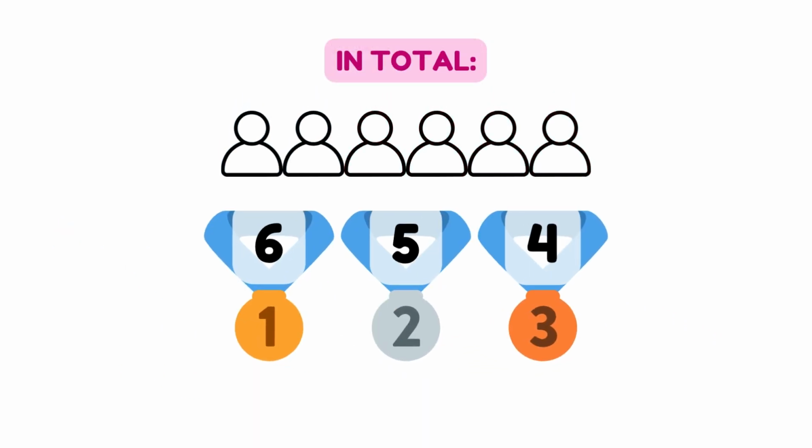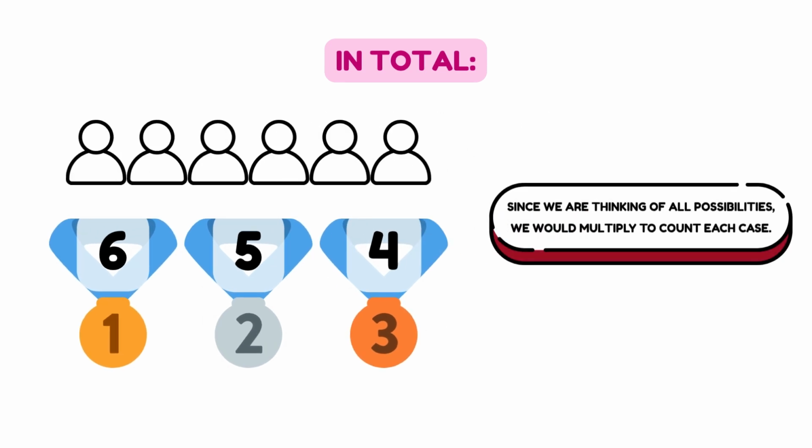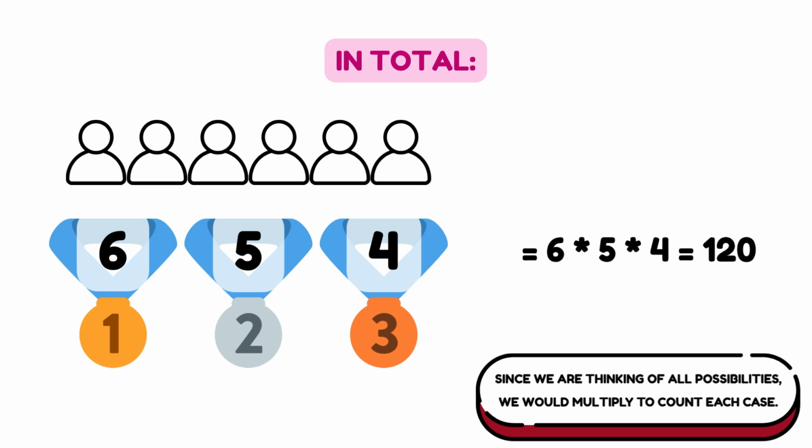At the end, our numbers look like this. So for first place, we have 6, for second place, we have 5, and for third place, we have 4. So, since we are thinking of all the possibilities, we would multiply to count each case. So we would go 6 times 5 times 4, which is equal to 120.